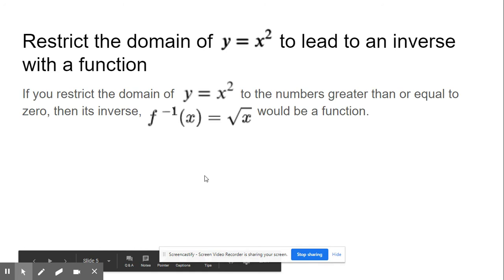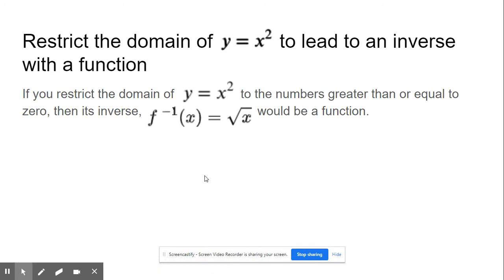But what happens if we restrict the domain of y equals x squared to numbers greater than or equal to 0? Then the inverse would be a function because you would only be dealing with the positive portion of the curve.